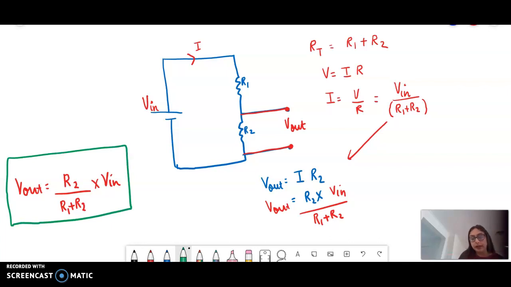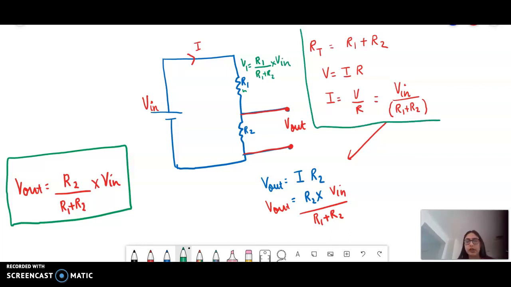Similarly, if we were finding the drop across R1, V1 will be equal to R1. So which resistance are you finding the PD across? Over the total, times what you're supplying, the input. So basically the potential drop across any resistor in series is that resistance, whichever you're measuring the potential drop across, over total times the input. And that is the formula that you'll be using when we do thermistors. So hope that makes sense.